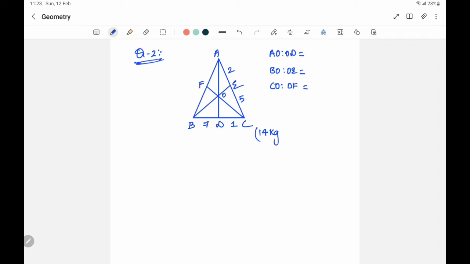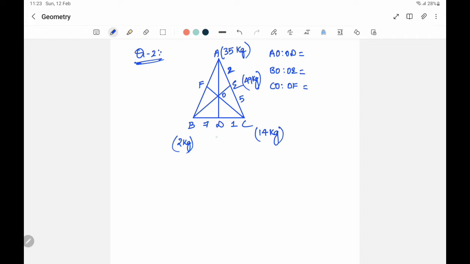If this is 14 kg, the multiplication factor is nothing but 2 into 7. So at A it will be 5 into 7, this is 35 kg. And at E it would be the summation of these two, 35 plus 14, so this would be 49 kg. Now at B there would be a weight of 7 kg, with a multiplication factor of 2, not 7.